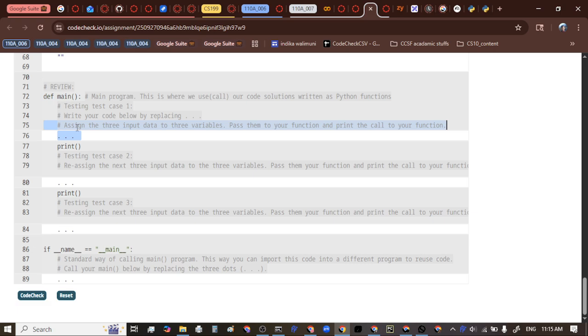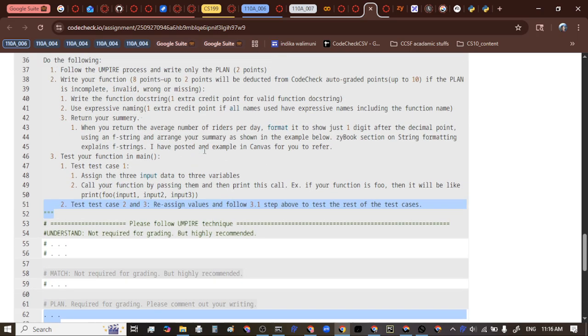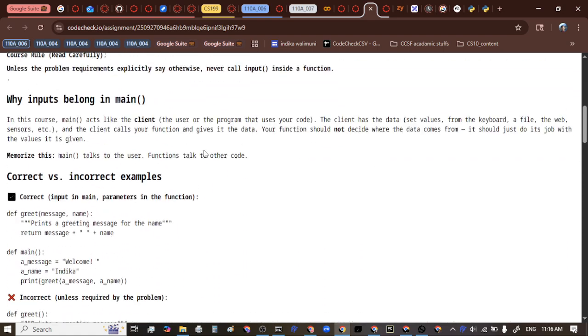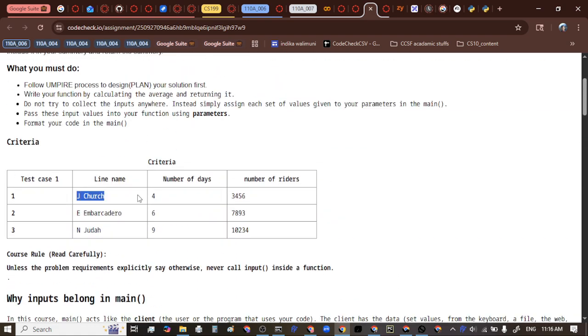So read my instruction. Line 75 says assign the 3 data to 3 variables and pass them to your function call. And it's test case 1. So you go and use the first line. Here's the 1 data, the other data, the other data, the 3 data. So test case 1, 2, 3.